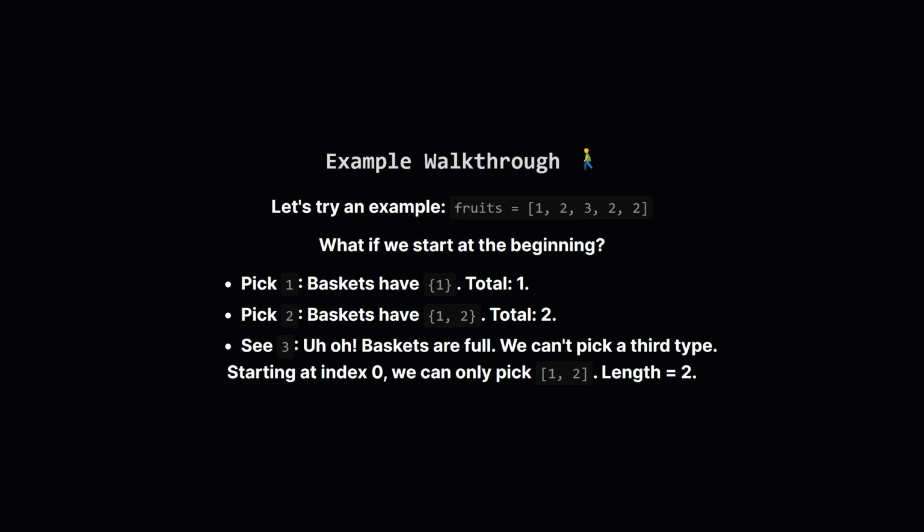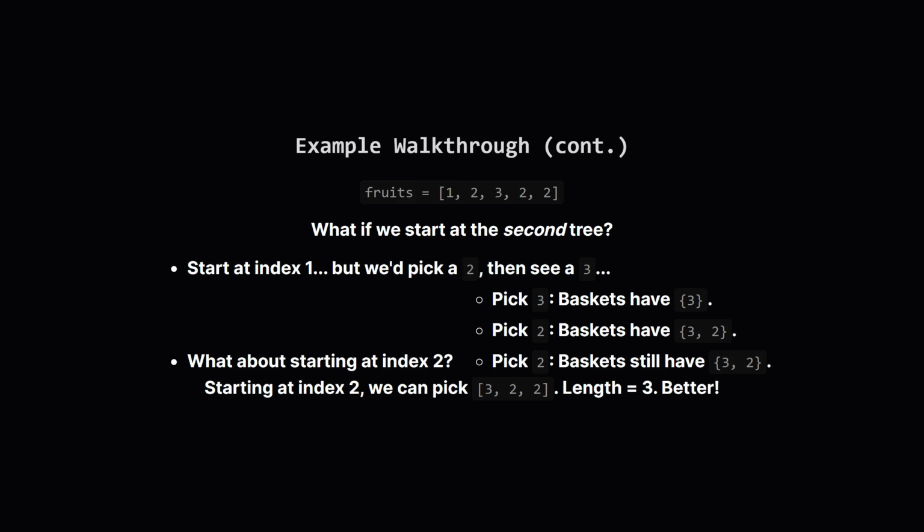We can do better. Trying every single starting point seems slow. What if we start picking from the tree with fruit type 3? Okay, basket 1 has 3. Next is a 2, so basket 2 has 2. The next fruit is also a 2, which is fine, it just goes into our 2 basket. So we picked 3, 2, 2. A total of 3 fruits. That's better than 2. But is it the best?